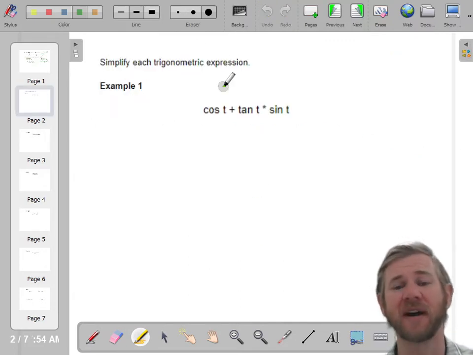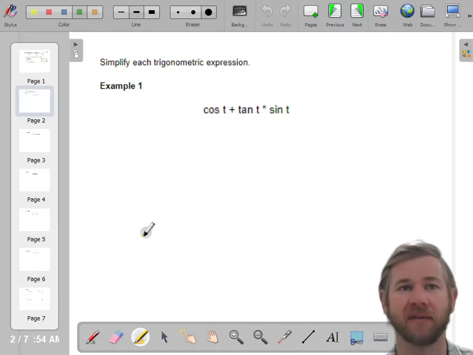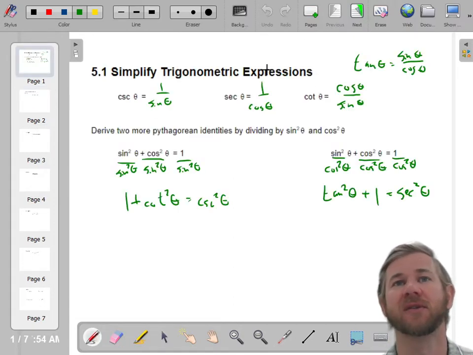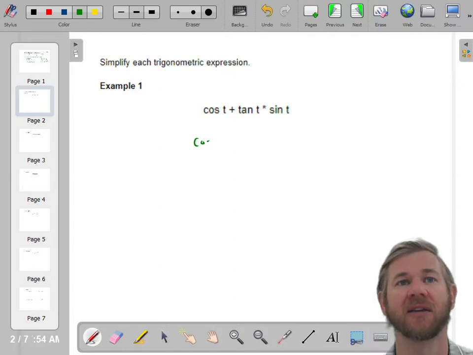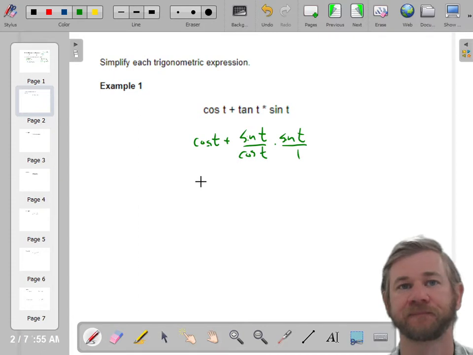It says simplify the trig expression, which means I can make this a lot easier: cosine of t plus tangent times sine of t. The way I'm going to do that is start off by converting everything in terms of sine and cosine. So cosine of t, plus the tangent of t is the sine of t over the cosine of t, and the sine of t is the sine of t over 1.